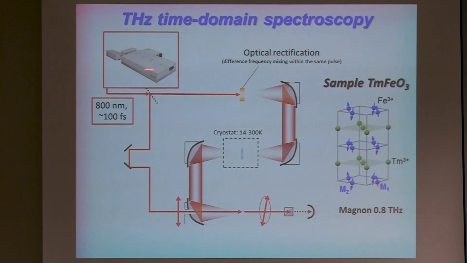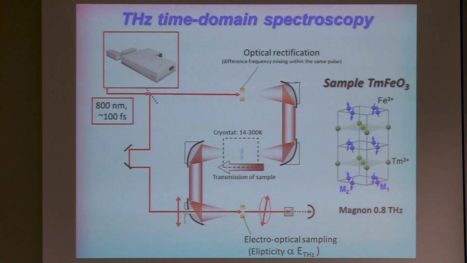So we have an amplified laser, 800 nanometer wavelength, with femtosecond pulse duration, and the largest part of the laser beam illuminates an electro-optical crystal, zinc telluride in our case, and due to the process of optical rectification, the crystal emits terahertz waves, which we can focus onto our sample, which sits inside the cryostat. Then the waves propagate through the crystal and are focused onto the second electro-optical crystal, which is simultaneously gated by the optical probe pulse, which is initially linearly polarized.